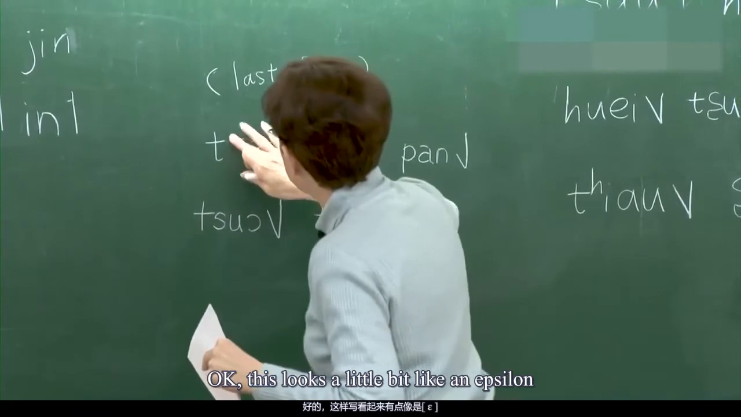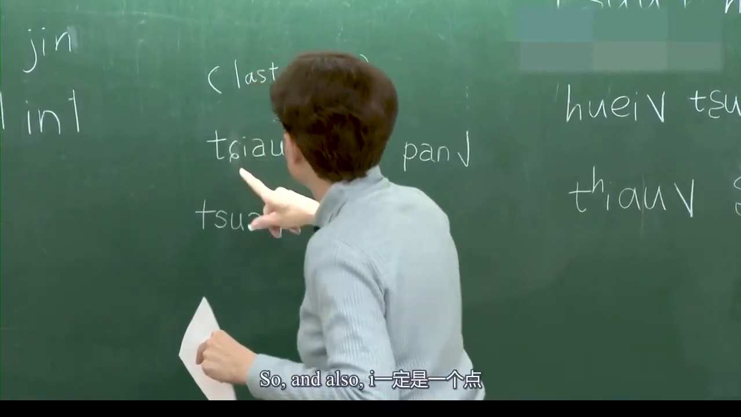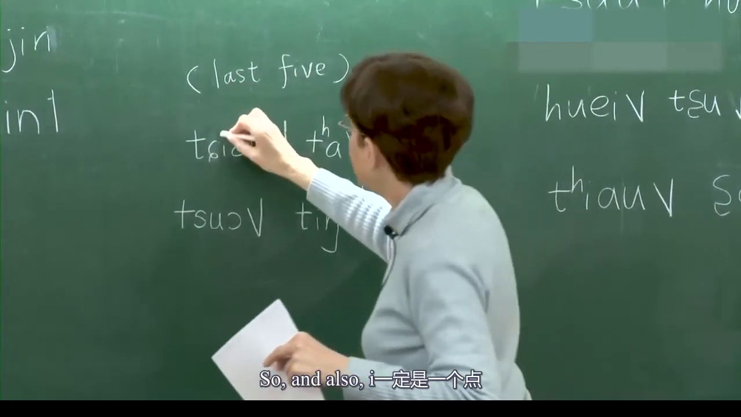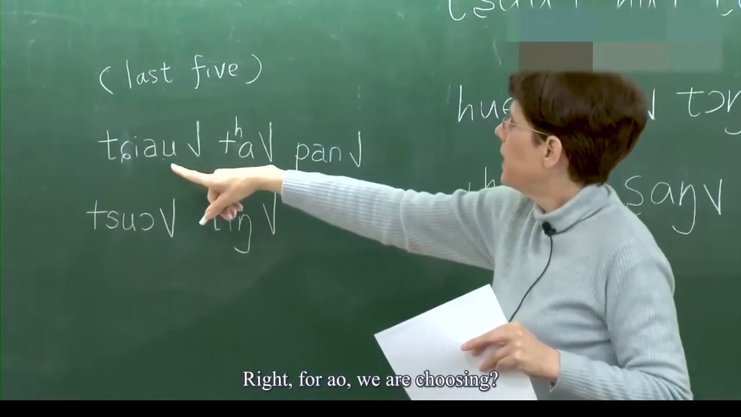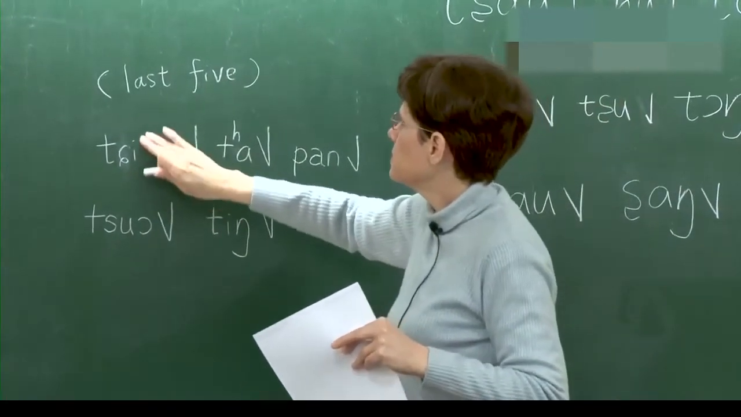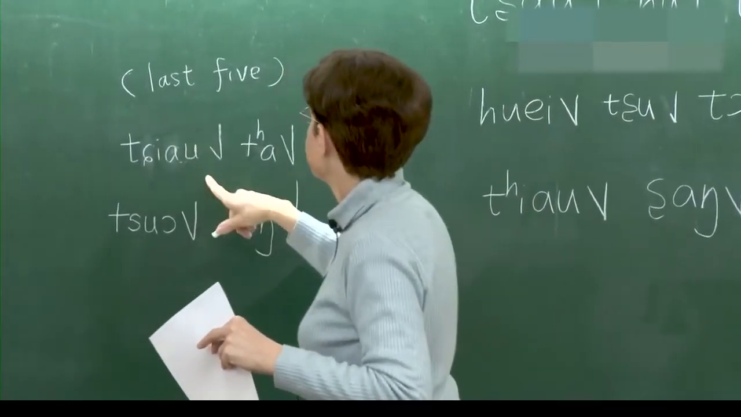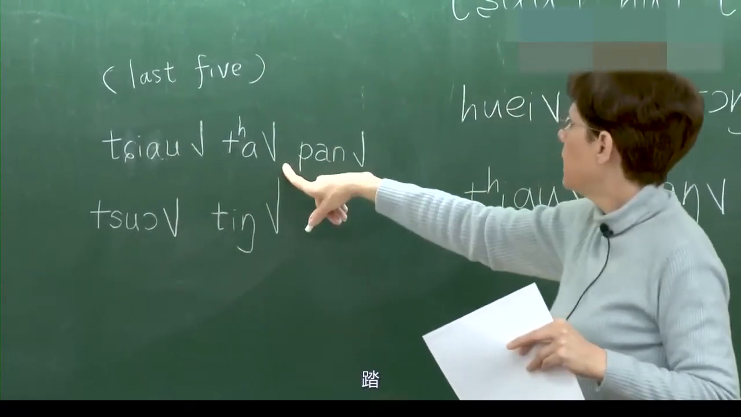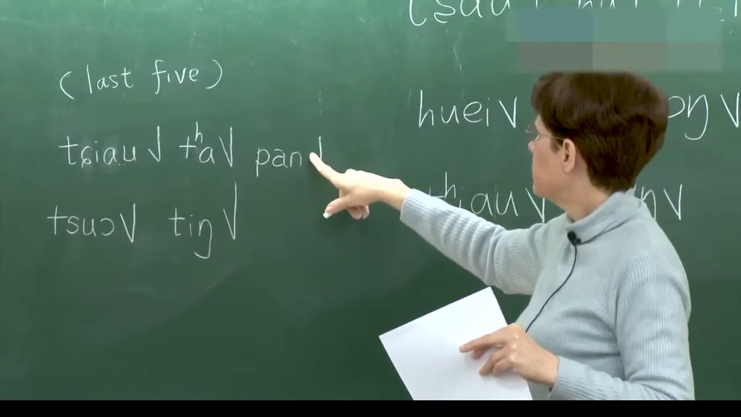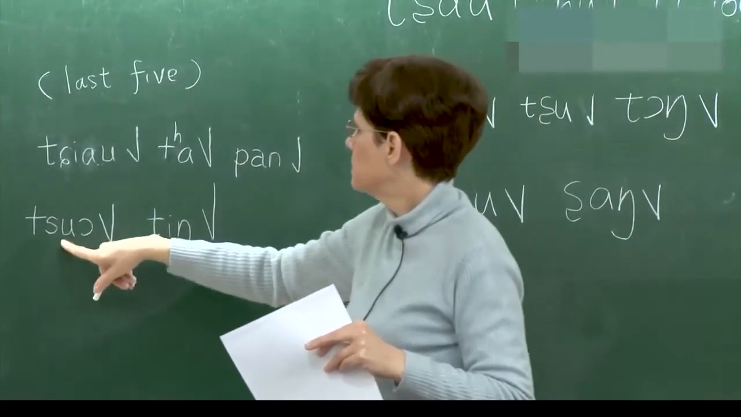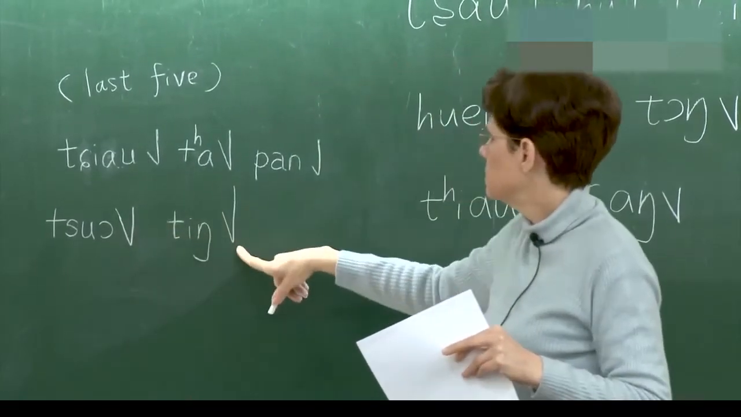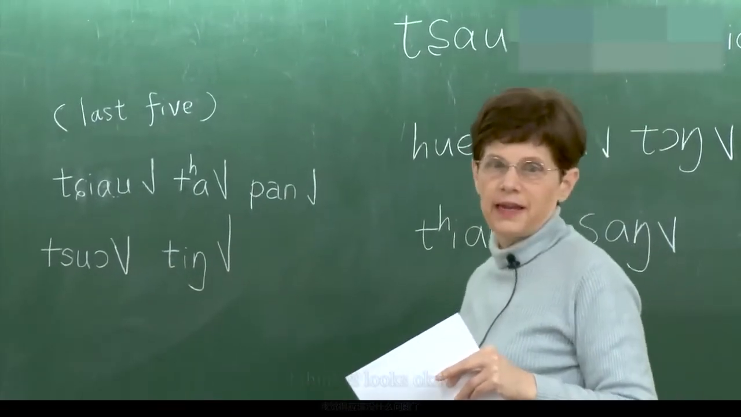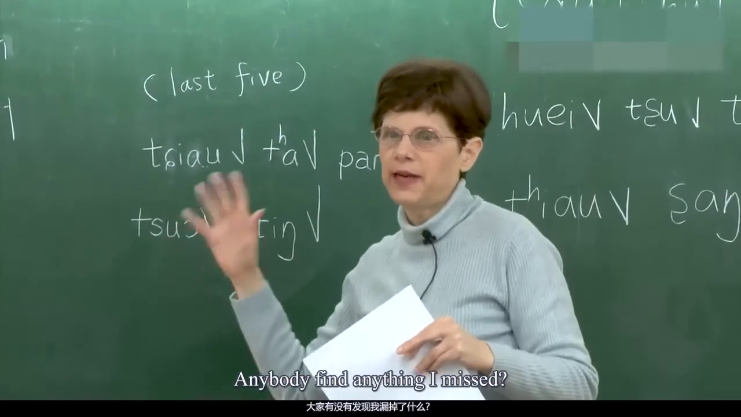Okay, this looks a little bit like an epsilon. And also the I must be a dot. Don't make it a line. 脚. Right. For ao, we're choosing this one. 脚. 板. Yeah. 做, it should start all the way up. 做. I think it looks okay. I think we're done. What do you think? Anybody find anything I missed?